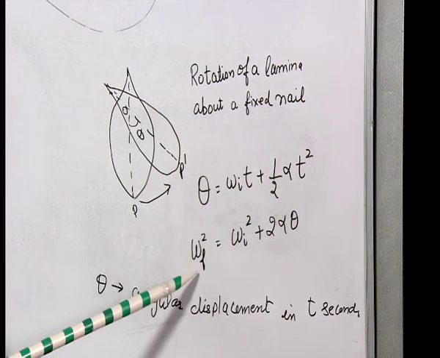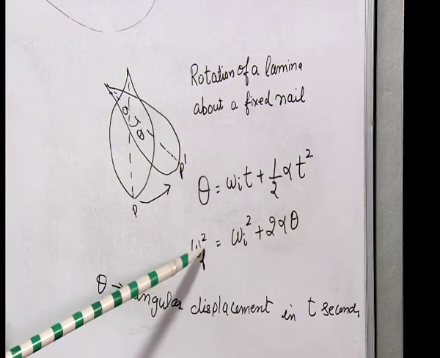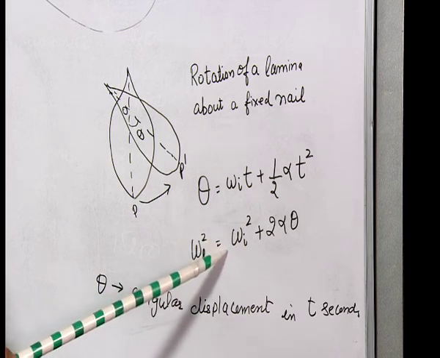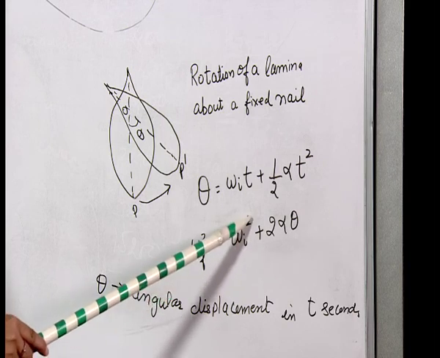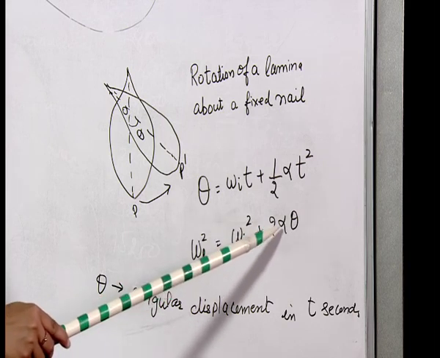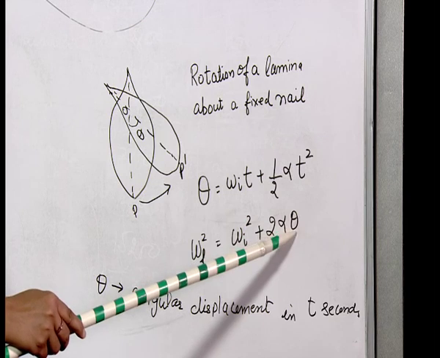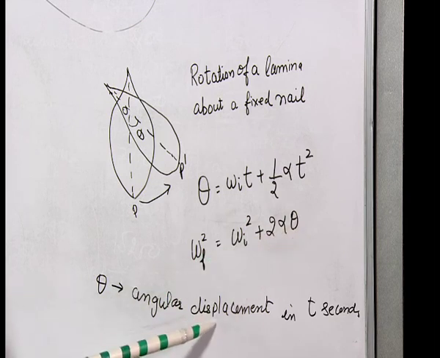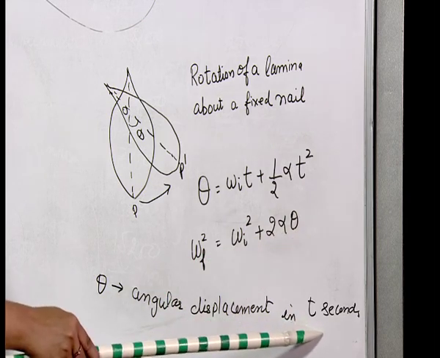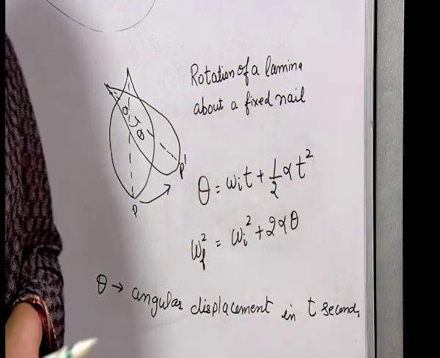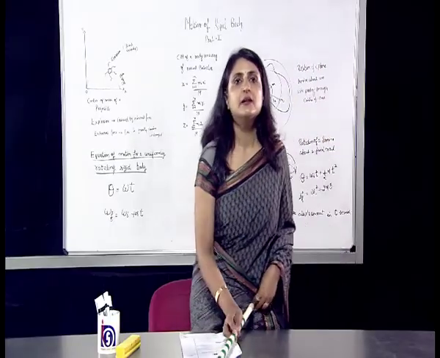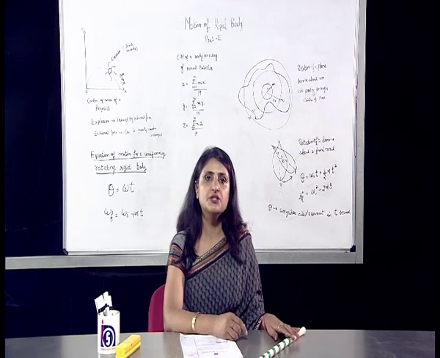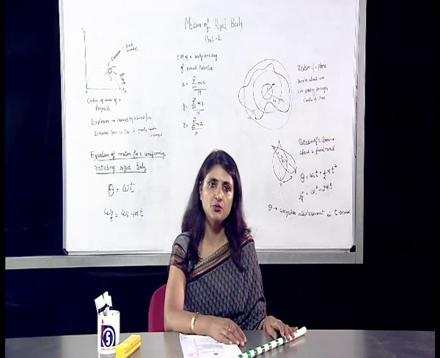Similarly, we have another equation, omega f square, that is final angular velocity square, equals initial angular velocity square plus 2 alpha theta, where alpha is the angular acceleration and theta is the angular displacement in t seconds. So, in a way we have now discussed the equation of motion of a rigid body having rotational motion.